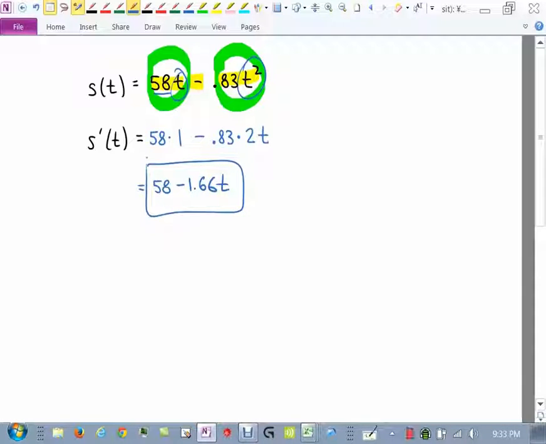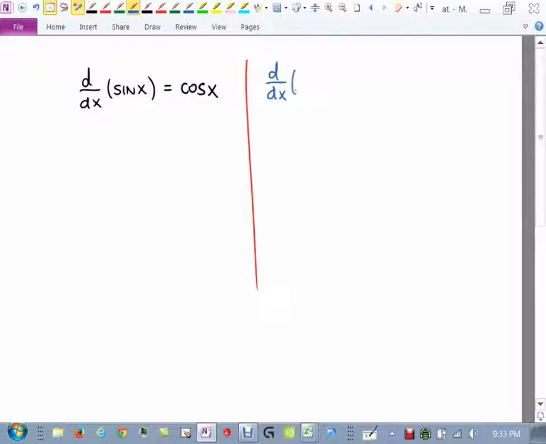The last two that I want to show you, I'll make quick, is the derivative of the sine function and the derivative of cosine. So derivative of sine of x is cosine x. And then next to it, the derivative of cosine x is negative sine x. These two need to go into your memory bank. These are very important. They come up a lot.